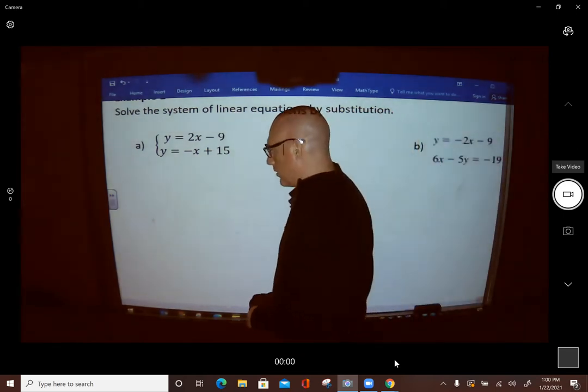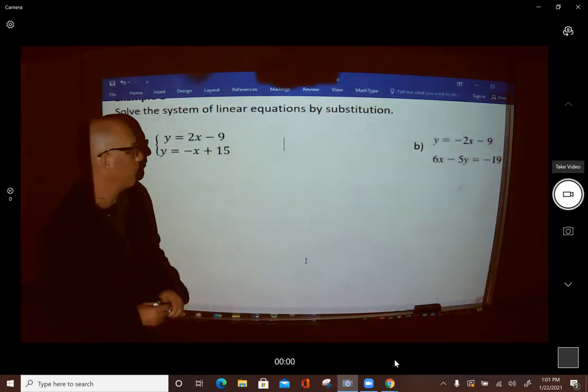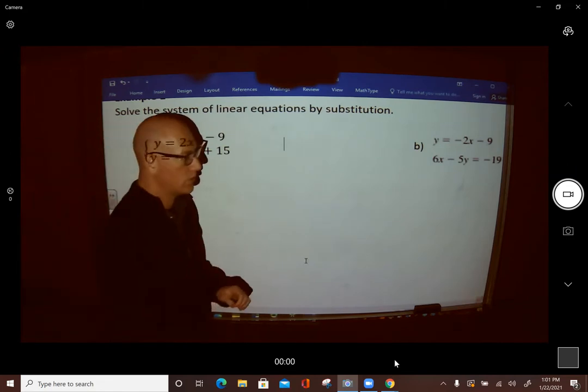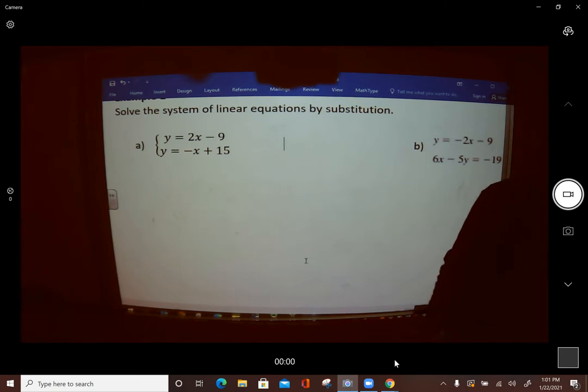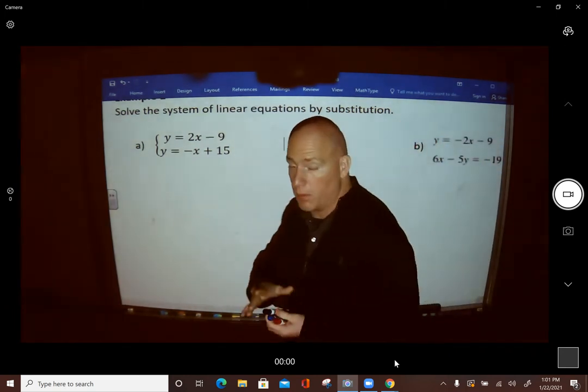Hey guys, this is going to be our 5.2 notes, and we're going to go over number one and number two. We're going to go over example one right now, A and B. So we're just going to jump right into it.